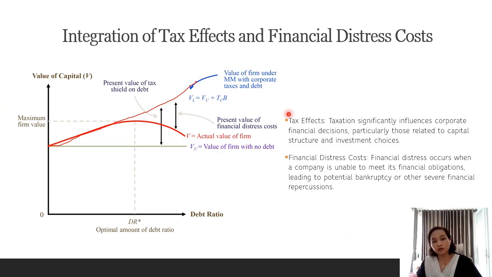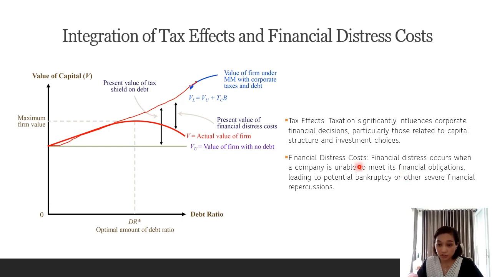We will also learn about the integration of tax effects and financial distress costs. There was a quote that there are only two things that will happen in our life. Number one is death, and the second one is tax. So we cannot deny both of them. Tax effect significantly influences corporate financial decisions, in particular those related to capital structure and investment choices.